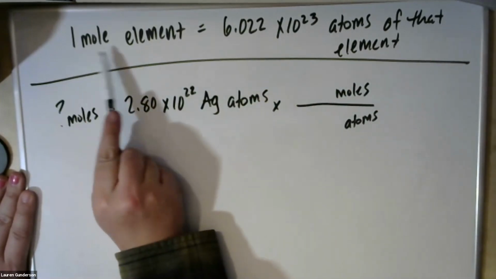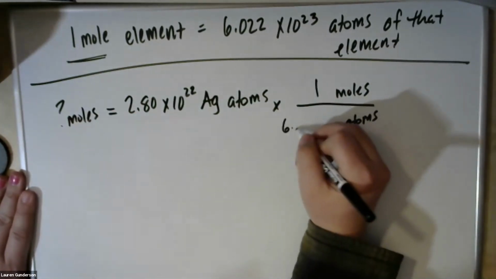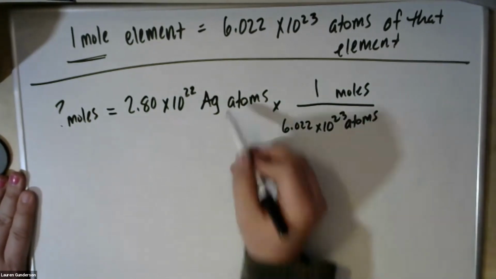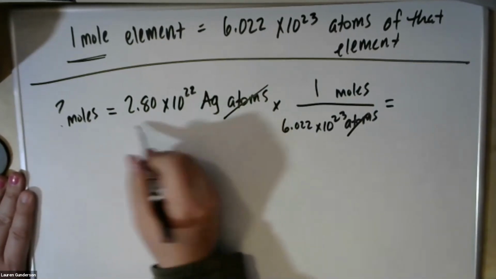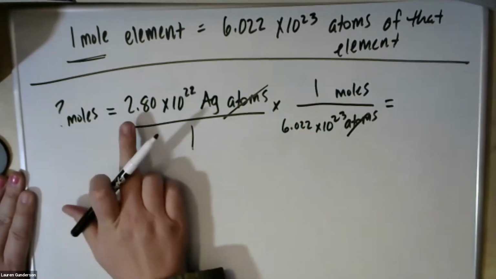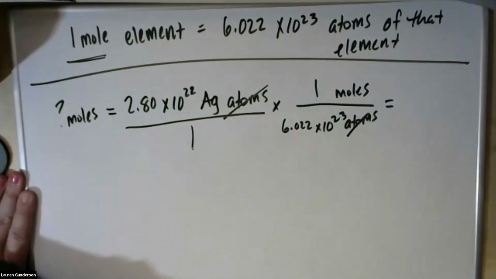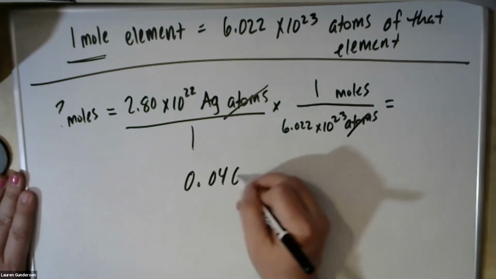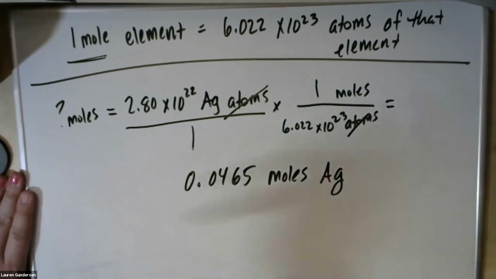The 1 is still attached to the mole. So in every 1 mole, there are 6.022 times 10 to the 23 atoms. So our atoms will cancel out. And we end up mathematically, if we put this over 1, taking 2.80 times 10 to the 22 and dividing it by 6.022 times 10 to the 23. And we should end up with 0.0465 moles of silver.